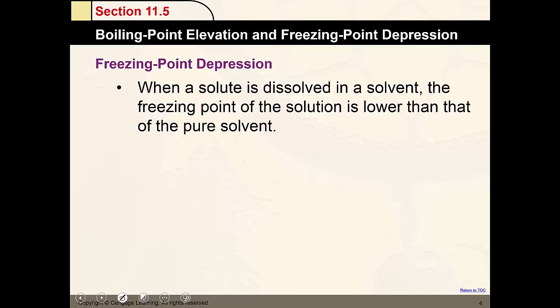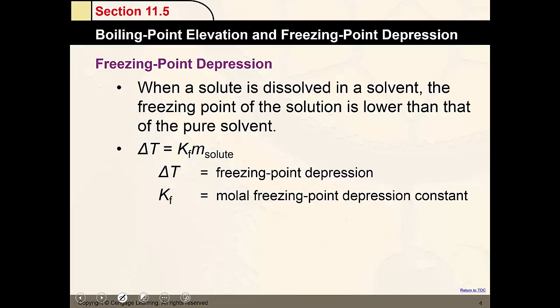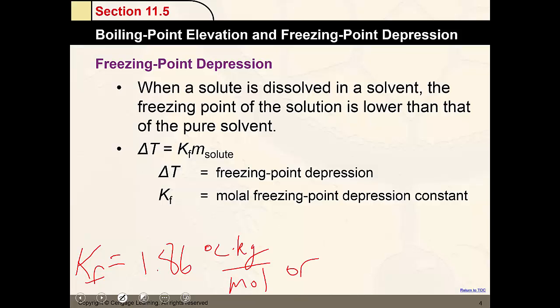Now for the freezing point depression, it's lower than that of the pure solvent, and the formula is exactly the same, except instead of Kb, now it's Kf, the freezing point depression constant, instead of the boiling point elevation constant. And Kf for water is 1.86, and you'll either see those units as degrees Celsius times kilograms over moles, or just as degrees Celsius over little m, the units for molality.